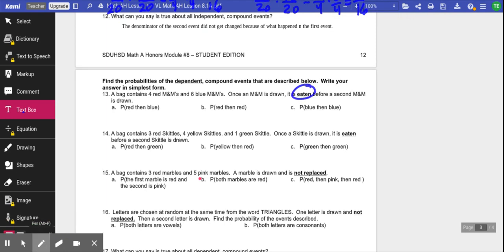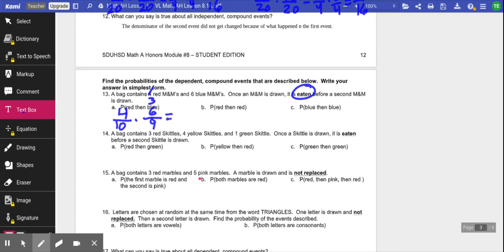Okay? So at first, there was 4 red and 6 blue, so there were 10 in the bag. But we didn't put it back after we drew it, so the next time there's not 10 in the bag, there are 9 in the bag. So the first time we had 4 out of 10 chance for getting a red. We ate the red, so now there's only 3 reds and 6 blue. And we want to pull one of the blues. Well, there's 6 blues to be pulled.